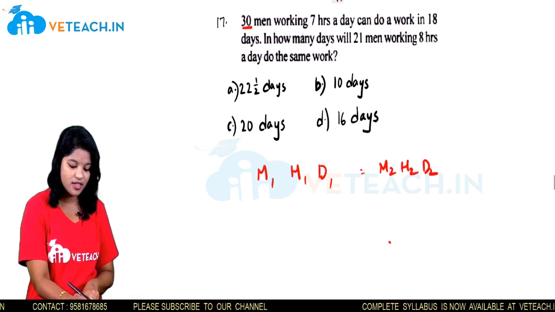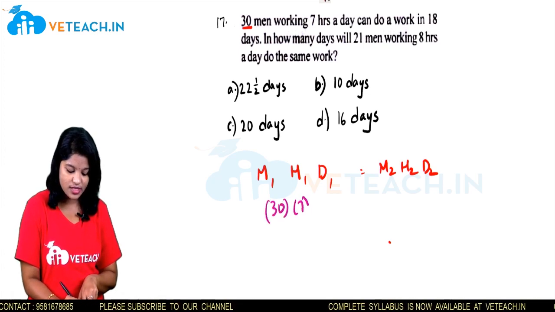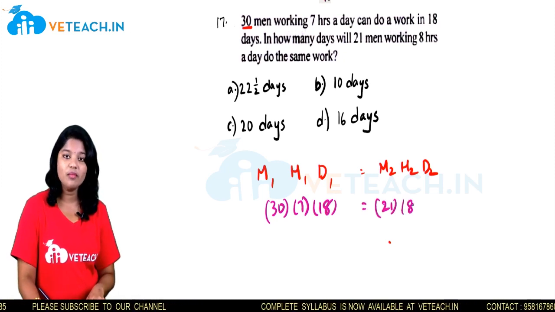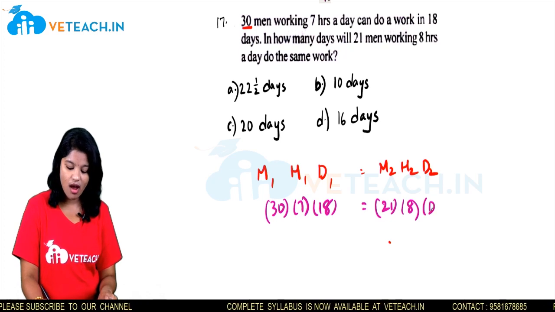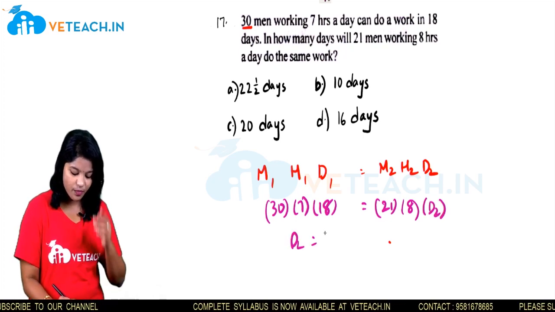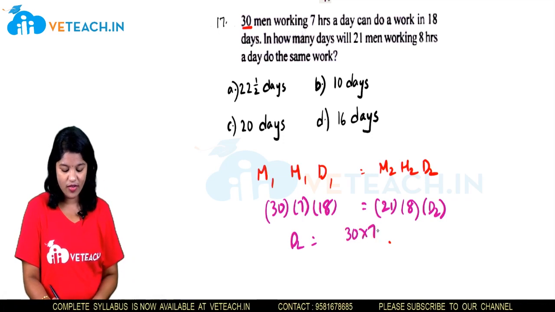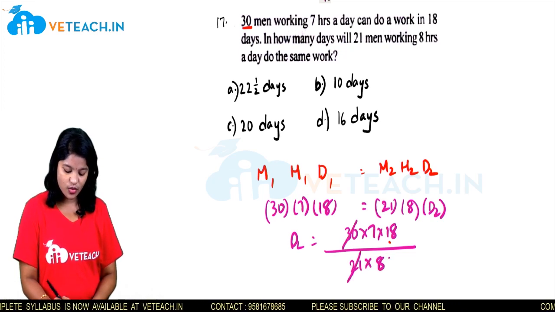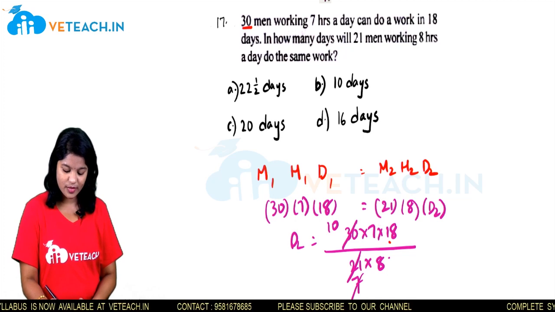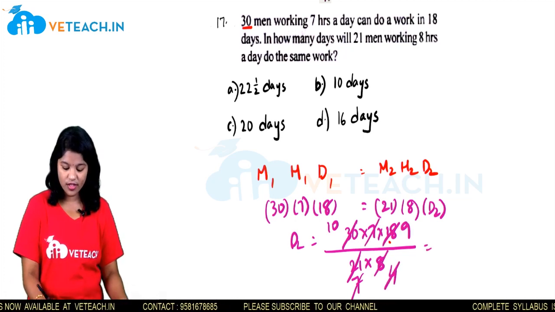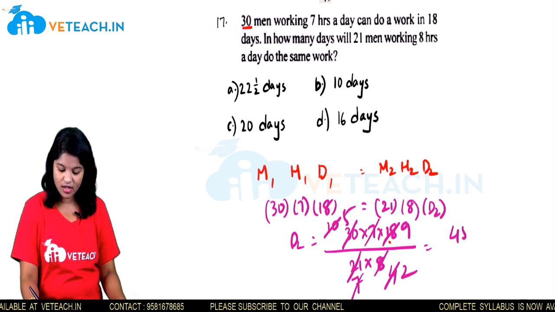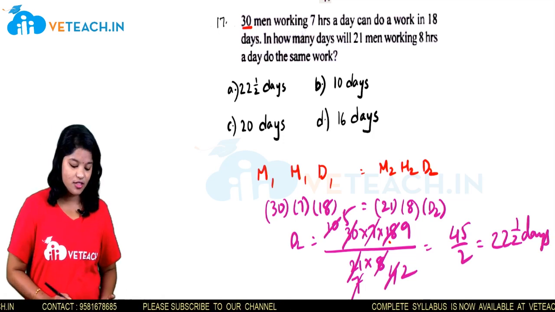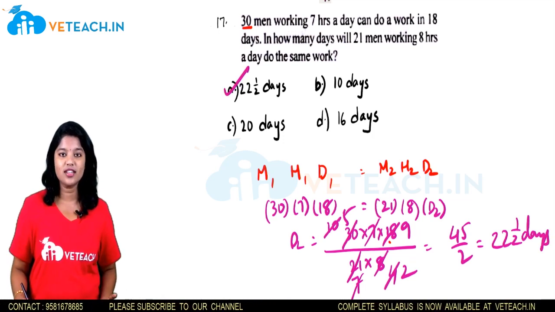Here M1 is nothing but 30 men who will do it in 7 hours per day in totally 18 days, and M2, 21 men will work 8 hours in how many days? So D2 is equal to 30 into 7 into 18 divided by 21 into 8. So in 3 table, 10 times, 7 times, 7 gets cancelled. So here 2 times, 5 times. So we are getting 45 by 2. That is nothing but equal to 22 and a half days. So option A, 22 and a half days, is our correct answer.